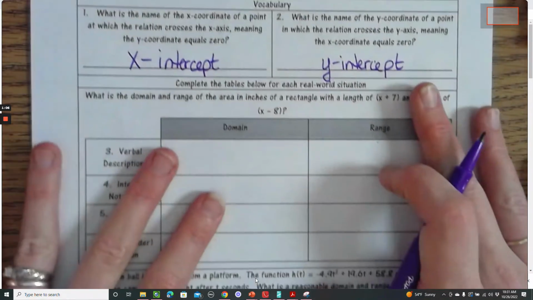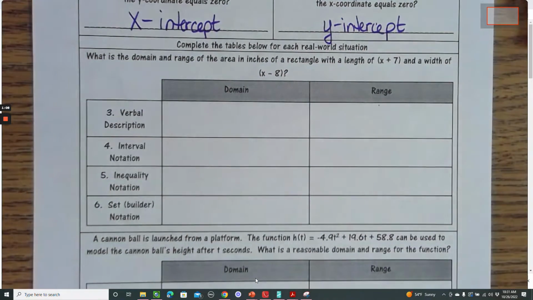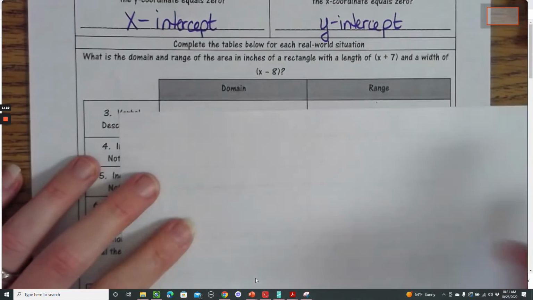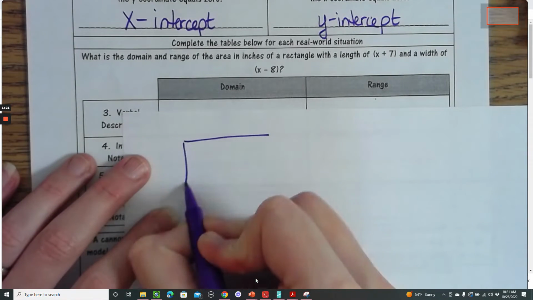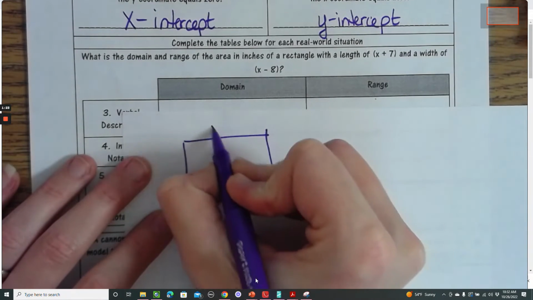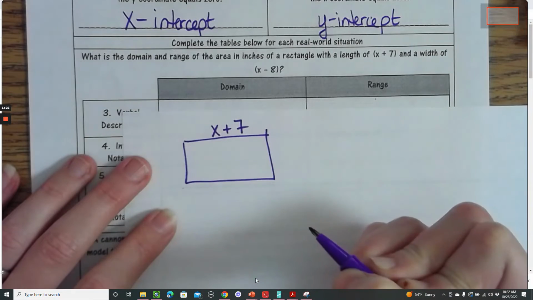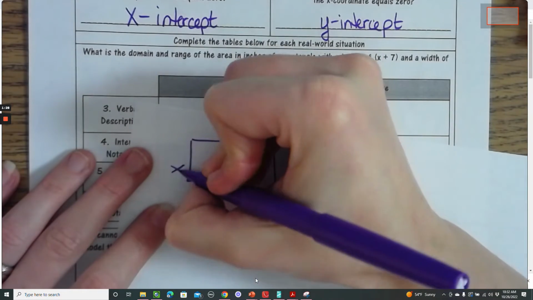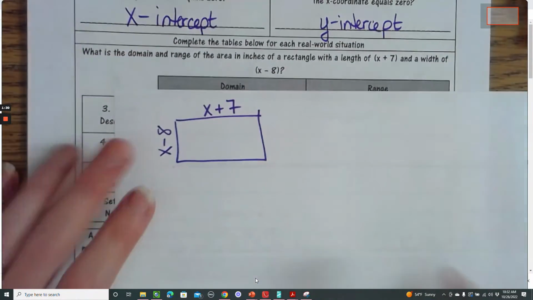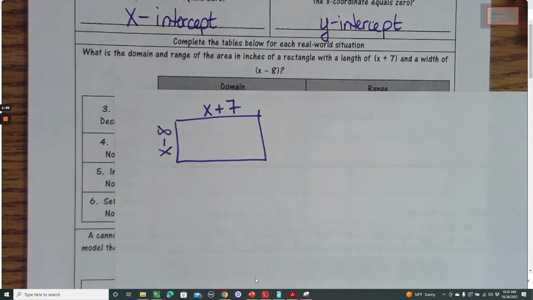All right. What is the domain and range of the area in inches of a rectangle with a length of x plus 7 and a length or width of x minus 8? So we've got a rectangle. Thank goodness for that. x plus 7, and then this one is x minus 8. Are there any values of x that I cannot use? Okay, negatives.